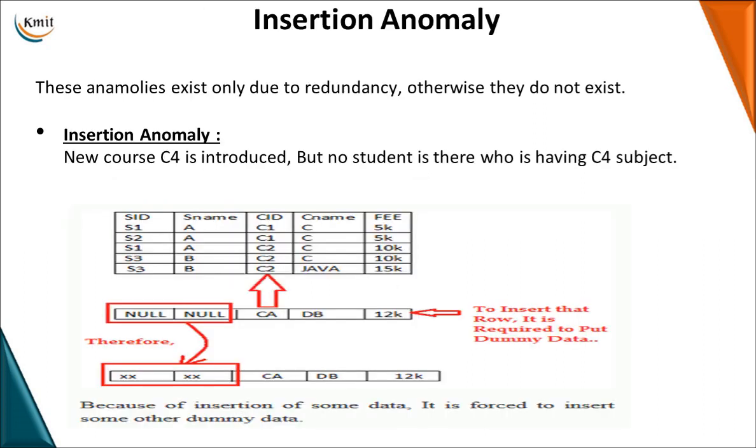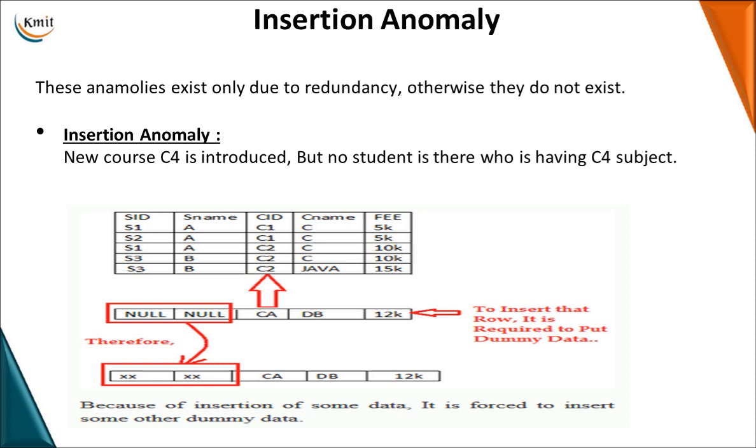Now comes the insertion anomaly. Assume the same table, where we have students taking up courses. Now assume I want to introduce a new course. I am just offering a course C4 on databases with a fee structure of 12K, but there are no students. So I cannot keep it null, because student ID and course ID generally are the candidate keys. If I take student ID as the primary key, then that can never be null. So I have to put some dummy values, duplication.